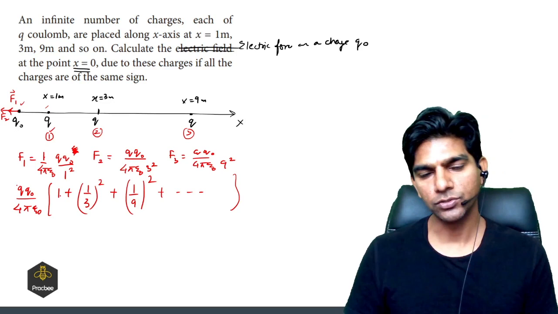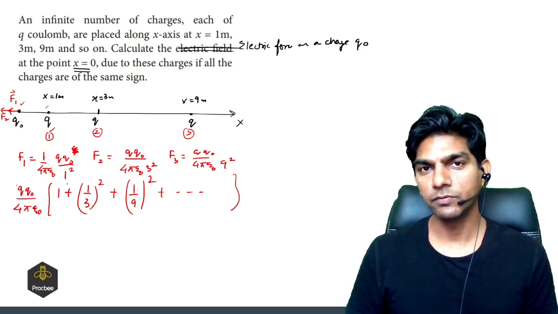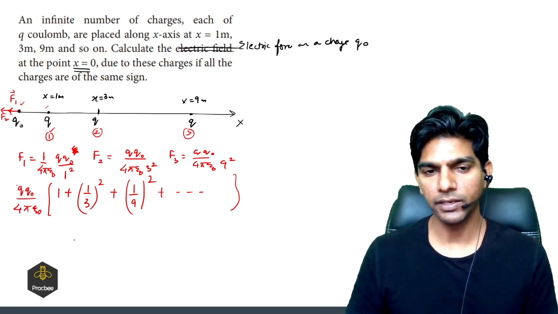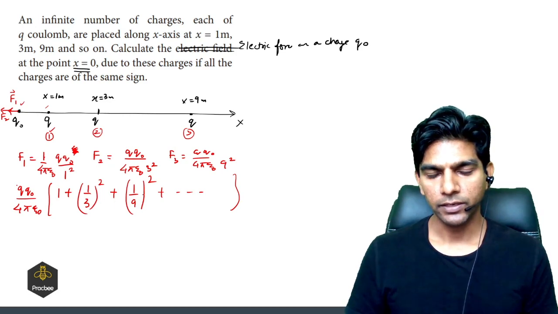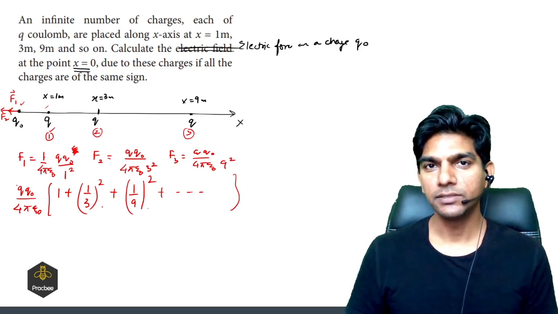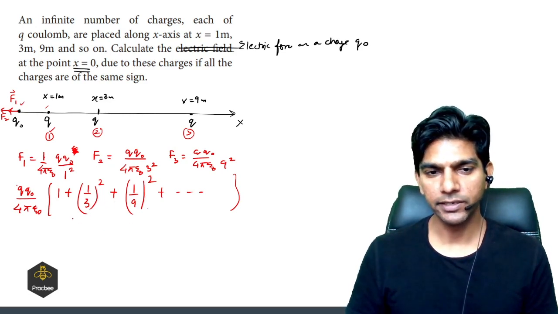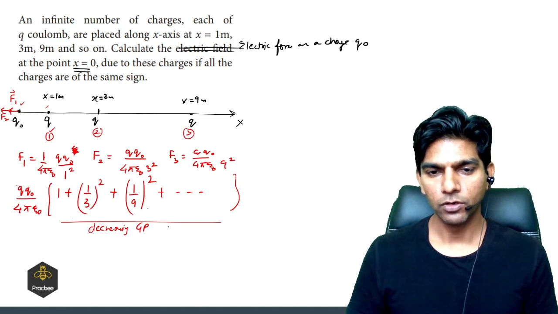So what is the ratio of the first and the second term? If I divide the second term by the first term, it will be 1 by 9, and if I divide the third term by the second term, it is again 1 by 9. So we can say it is a decreasing GP of common ratio 1 by 9.